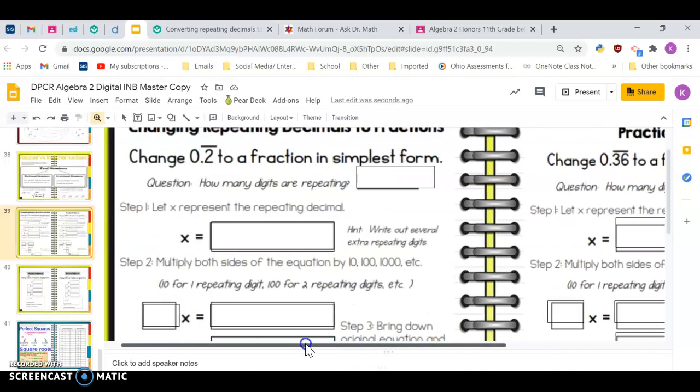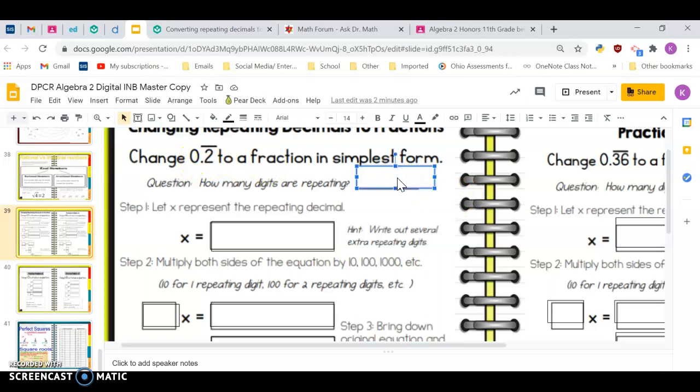All right, so this first one has us changing 0.2 repeating into a fraction in simplest form. Remember, simplest form means that we are reducing the fraction to the lowest possible thing that we can do. First off, how many digits are repeating in this decimal? We look at what number is over the bar, and we look at the place value of this. We're going to keep these both in mind as we go through it. The bar is over 2, and that's only one number, so there's only one digit repeating.